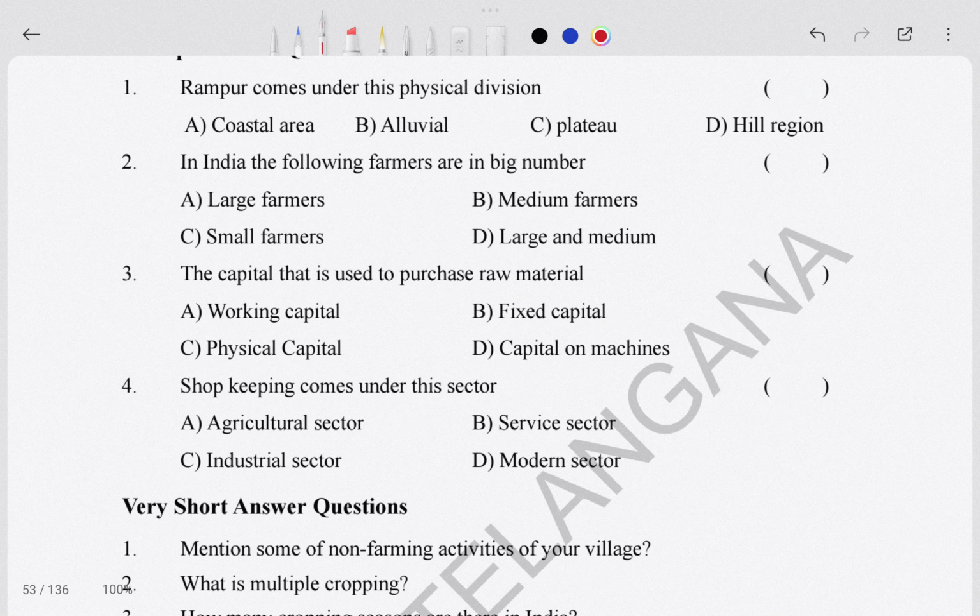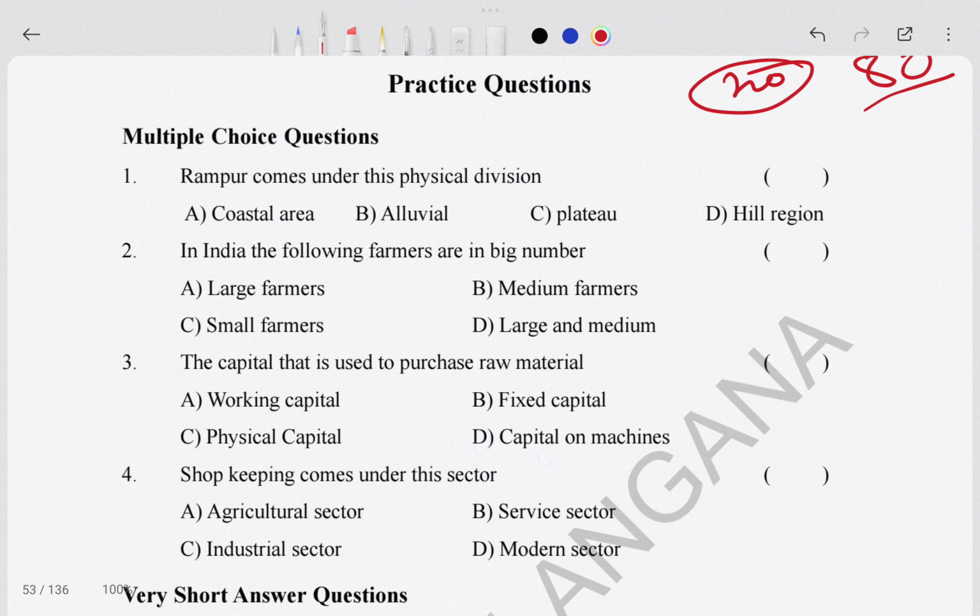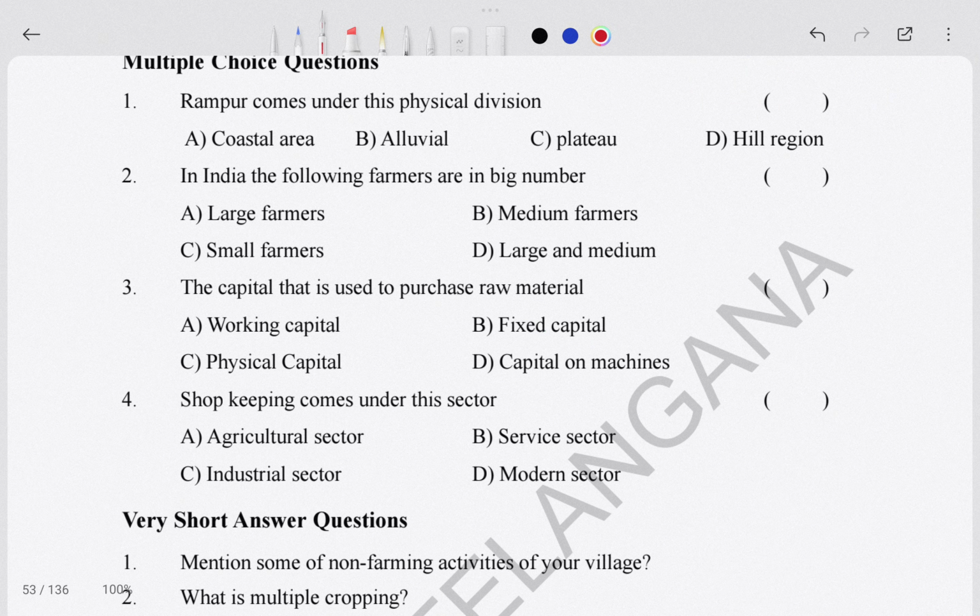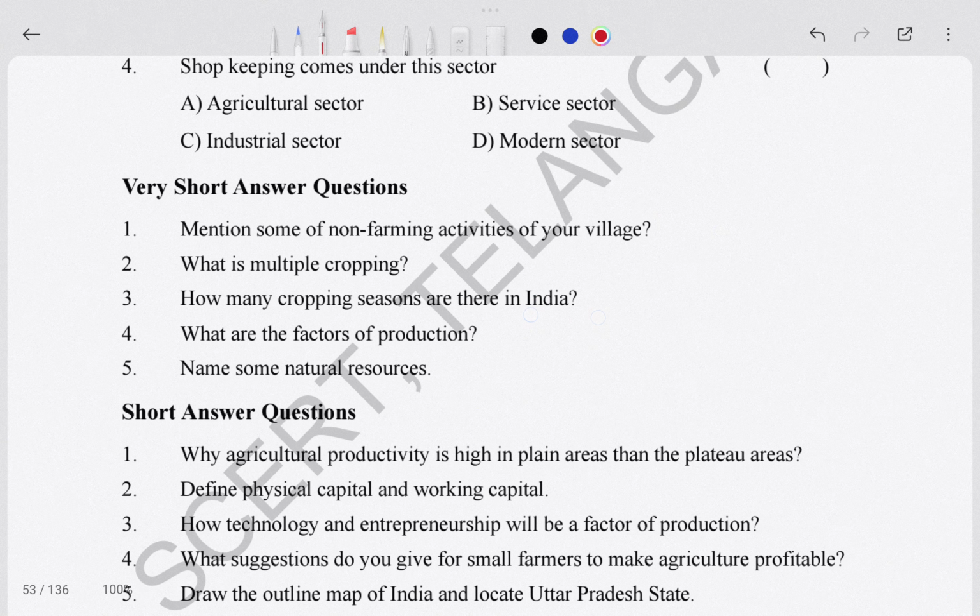Okay, so here we can see the MCQ. In this one very few MCQs come. There are only 4 MCQs which are important in this chapter, which have already come in your board examination. Okay, so if it is clear, then let's come here. This is a very short answer question.